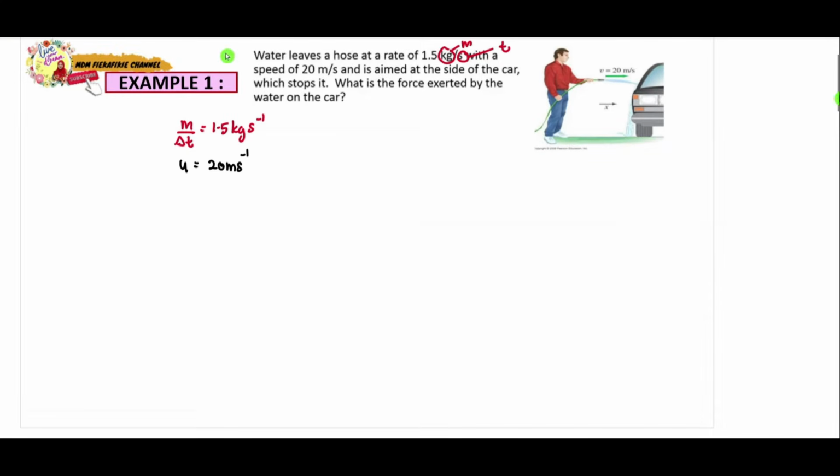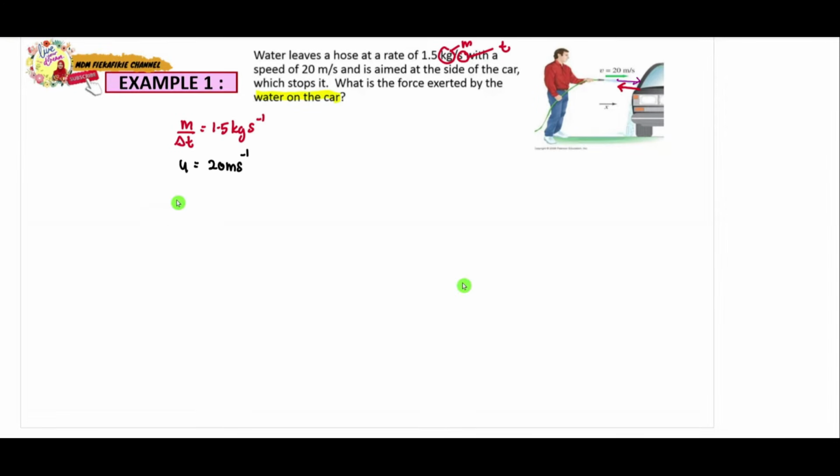Baca soalan betul-betul. Force exerted by the water on the car means that the force from the water on the car, the direction should be to the right. Okay, so always remember that there is a force exerted by the water on the car. Okay, there is a reaction force daripada car towards the water as well, where the magnitude of the force exerted by the water on the car is equal to the force exerted by the car on the water, but in opposite direction.